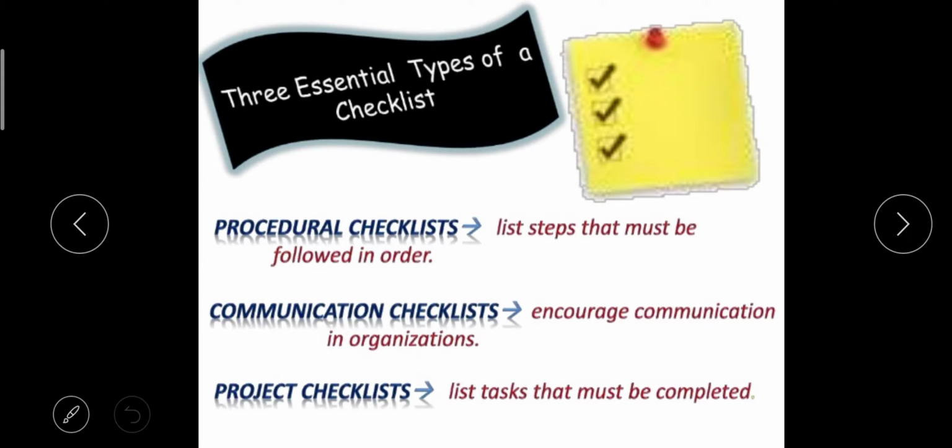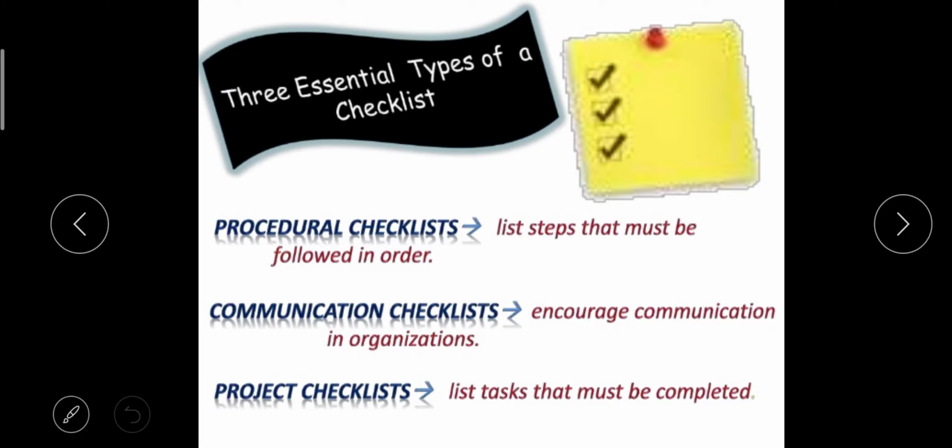Then the communication checklist encourages communication in an organization. Like in an organization, how you are communicating and following all the steps, those statements should be there. Then the project checklist lists tasks that must be completed. If you get a project, there will be a list of statements, like you have collected all the materials, you have got the permission, you have started to work, and you have made teams. So there will be a list of statements that you have to tick out. That is called a project checklist.